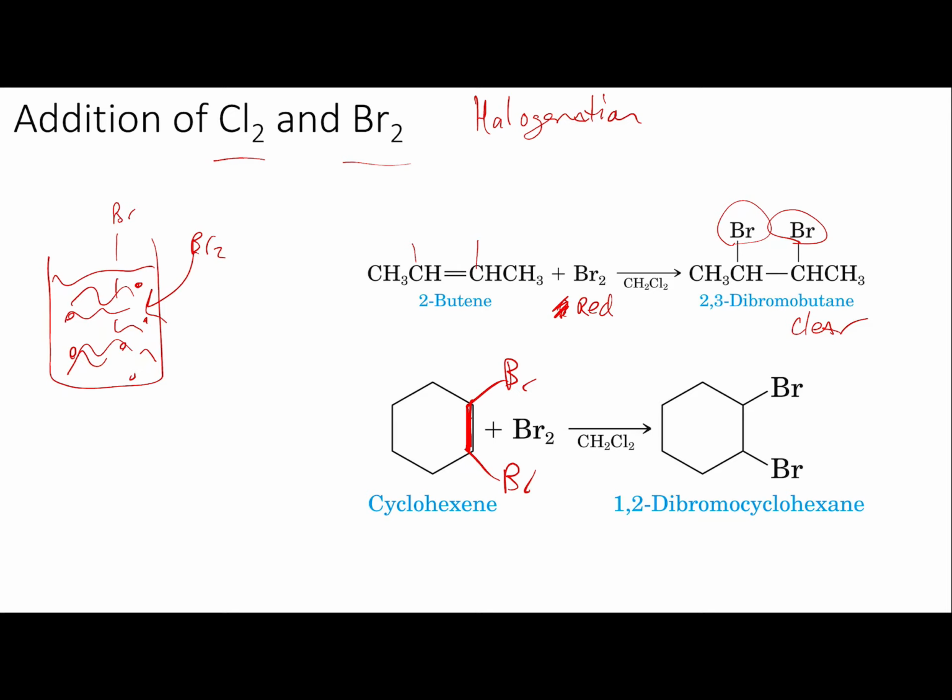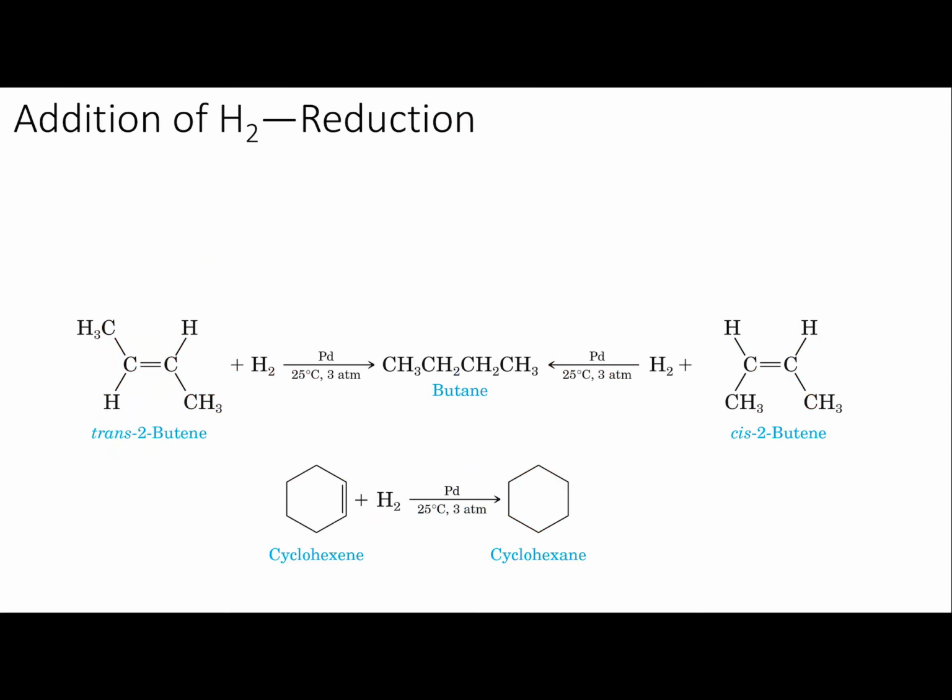But if the color quickly disappears, then we know that there were some unsaturated or double bonded carbons in there. Those carbons will quickly pick up the Brs. They lose their double bond, and the Br2 loses its bond, and the red goes away. So we can use that as a test for the presence of unsaturated alkanes. We're not going to look at a mechanism for that.